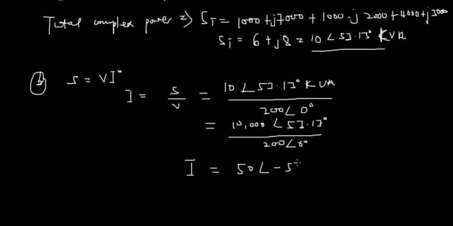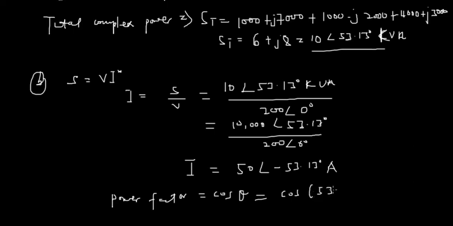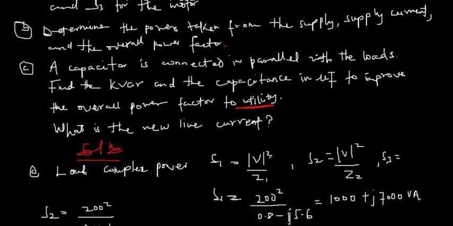Minus 53.13 degrees, and this is in what? Amperes, okay. Right. So now let's look at the power factor, okay. So now the power factor, as we all know, which is equal to cos theta, okay, will be now equal to what? Cos 53, okay, 53.13, okay.